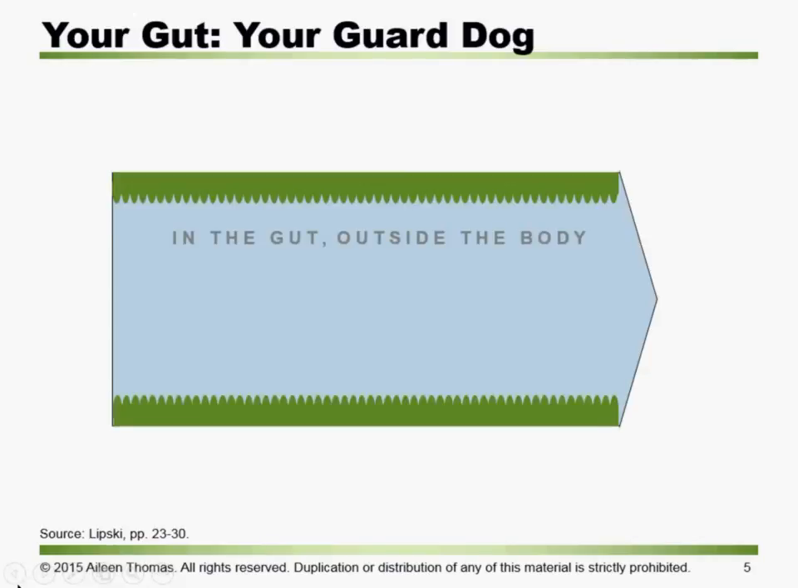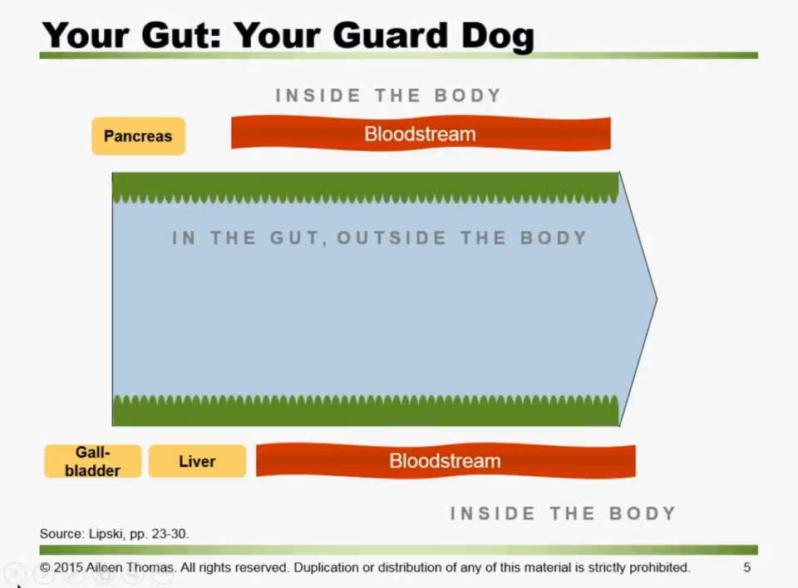So here we are inside the gut, which is outside the body, and you can see other things inside the body, such as the bloodstream and organs that work with the gut, such as the pancreas, the gallbladder, and the liver. The gut is lined with these little finger-like things called villi. The villi form the protective border between what's in your gut and what's inside your body.